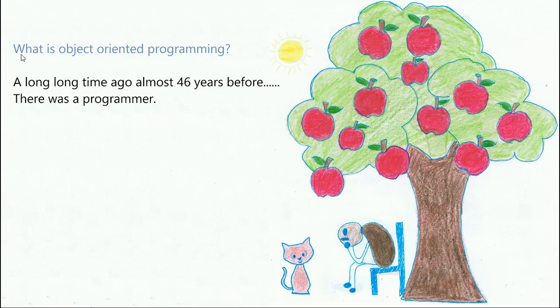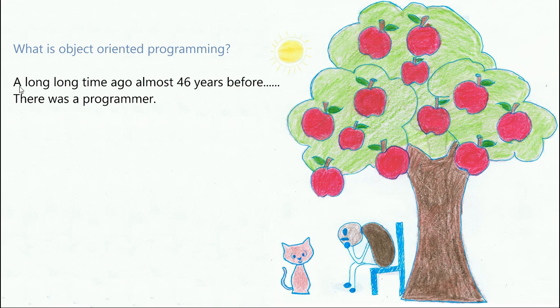What is object-oriented programming? Before going on to the definition of object-oriented programming, I would like to tell you a story. It is called a programmer's bedtime story. So, a long time ago, almost 46 years before. You must be thinking 46 years is not a very long time. But believe me, once you are in a programming world, it's a very long time. 46 years in real world is equal to 1000 years in programming world.